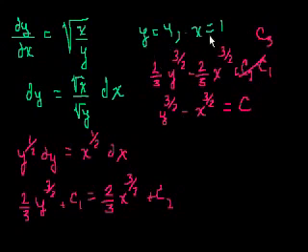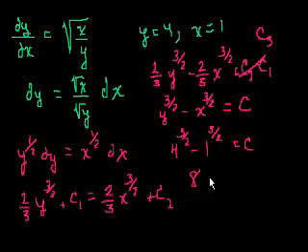And now let's use our initial conditions. They don't have to be initial conditions. You can just say conditions or points where we know that the particular solution to this differential equation is satisfied. So 4 to the 3/2 minus 1 to the 3/2 is equal to c. What's 4 to the 3/2? 4 to the 1/2 is 2, and then that to the 3rd power, that's 8. And then 1 to any power, especially in this case, the square root of 1 is 1, and then to the 3rd power is 1. So 8 minus 1 is equal to c. And so c is equal to 7.